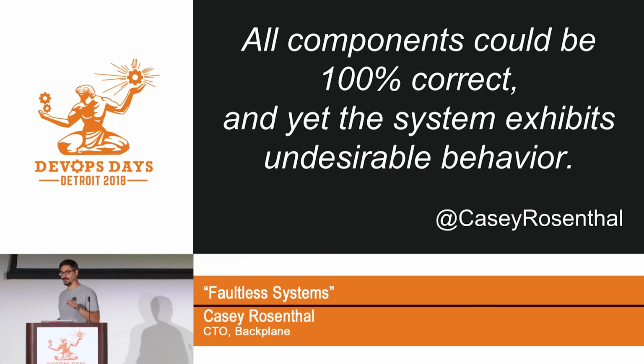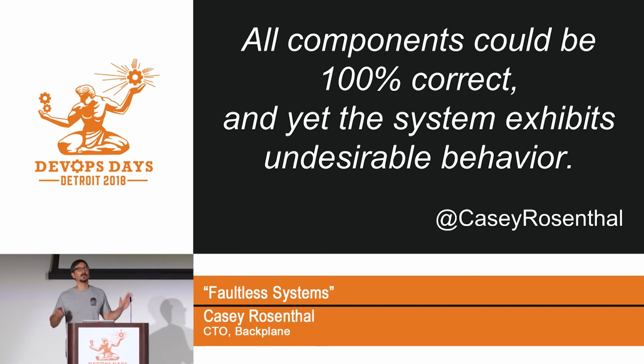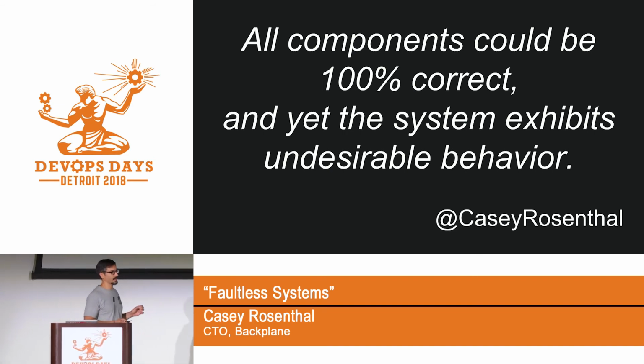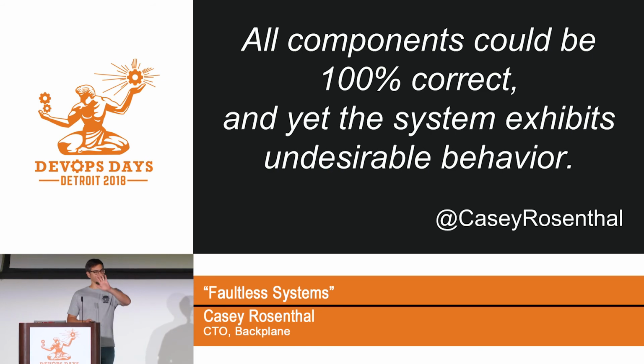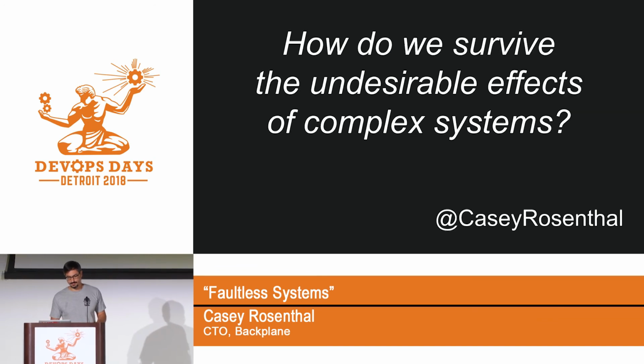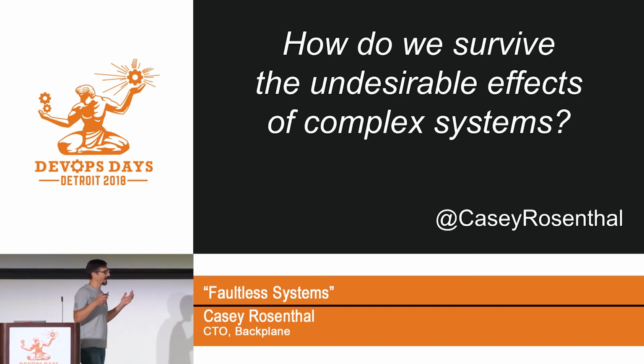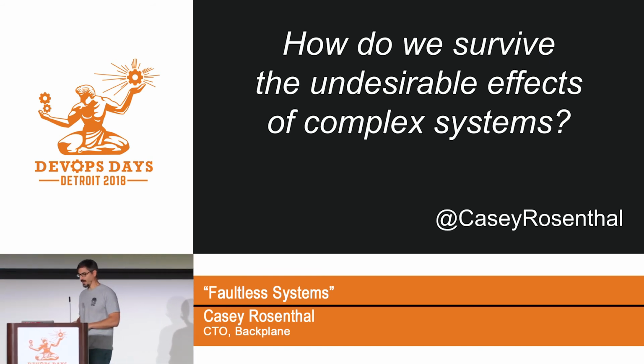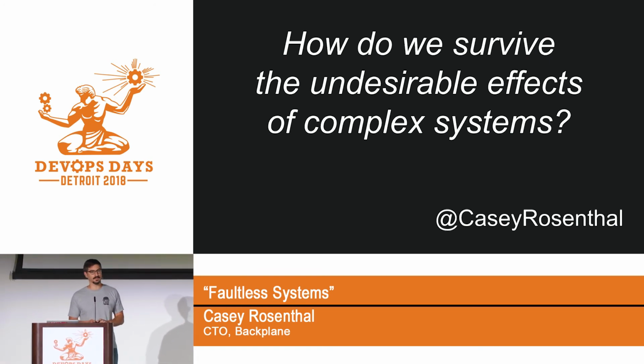All of the components in your system could be 100% provably correct, and yet the system could exhibit undesirable behavior. That's one of the interesting things about complex systems. Again, you could have 100% test coverage on something, and stuff could still not work out. So how do we handle that? How do you handle that in or outside of DevOps? How do we survive the undesirable effects of complex systems?